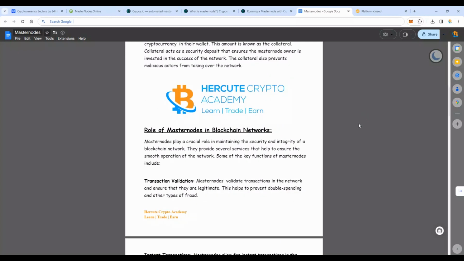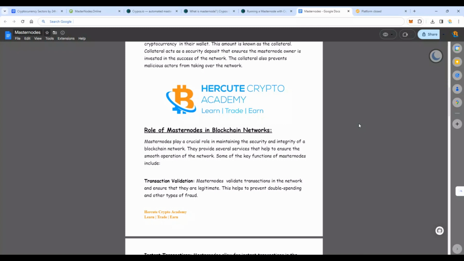So what are some of the roles of masternodes in the blockchain network? Masternodes play a crucial role in maintaining the security and integrity of a blockchain network. They provide several services that help to ensure the smooth operation of the network. Some of the key functions of masternodes are transaction validation. They are used to validate, just like staking. You remember how we learned about staking. Masternodes are actually, we could call it a branch of staking.